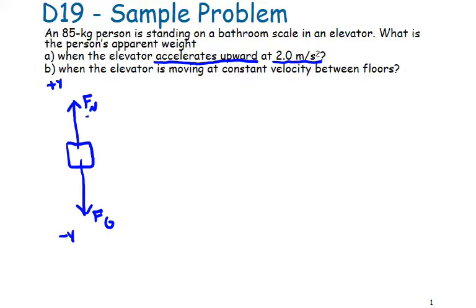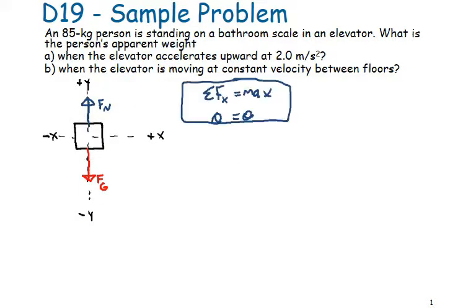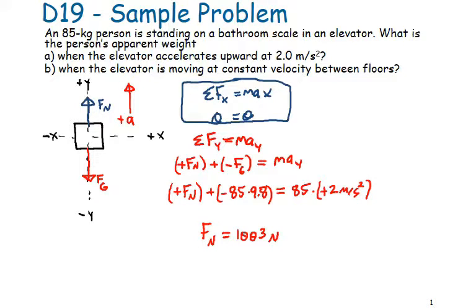So we don't know what this would be, because if we're just standing there, sure, the normal force would be the same as the force of gravity, and the apparent weight would be the same. But in this case, we look at the sum of the forces in y equals ma in y. We have the positive normal force plus the negative force of gravity, and we do have an acceleration, which would be the mass 85 times positive 2 meters per second squared. The force of gravity is just mg, so we can figure out the apparent weight, what the normal force would be. In this case, the normal force would be 1003.